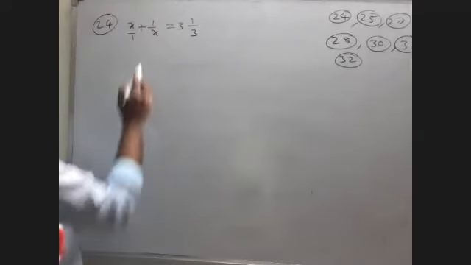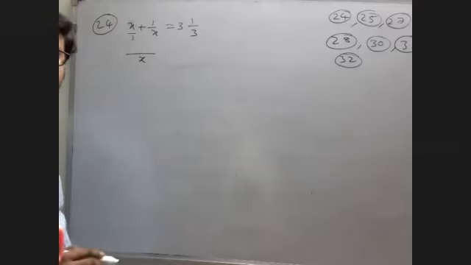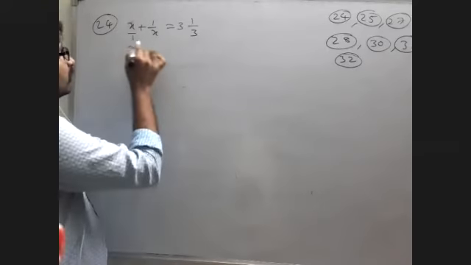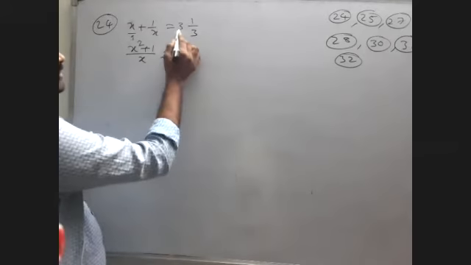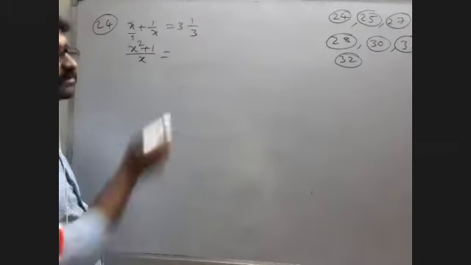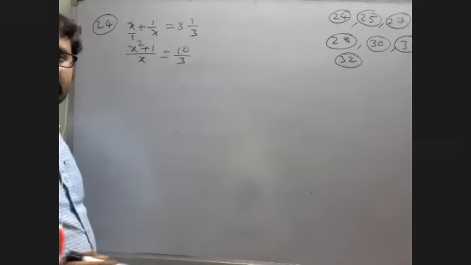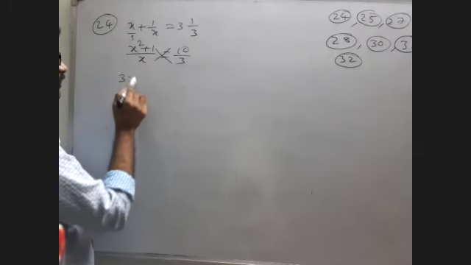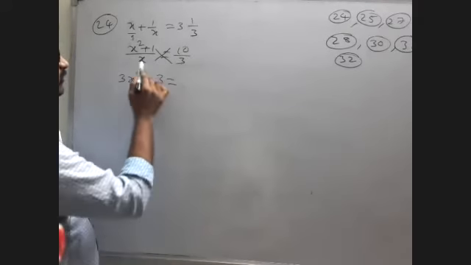Taking the LCM, the LCM is x, and x into x square plus 1 into 1 is 3, so 3 3s are 9. This is a mixed fraction, so we have to write it as a simple fraction: 3 3s are 9, plus 1, 10 by 3. Now cross multiplication: 3 into x square is 3x square, plus 3 into 1 is 3, equal to 10 into x.